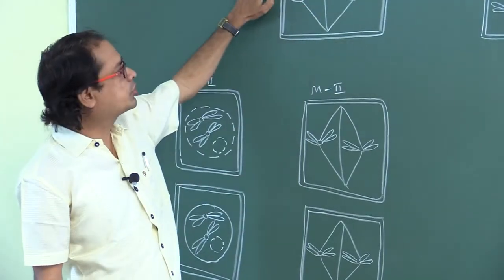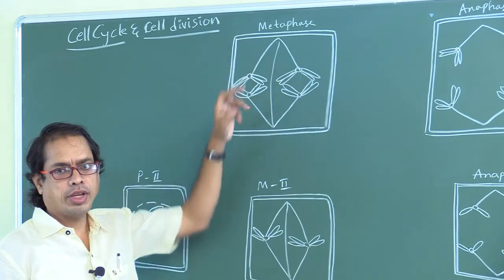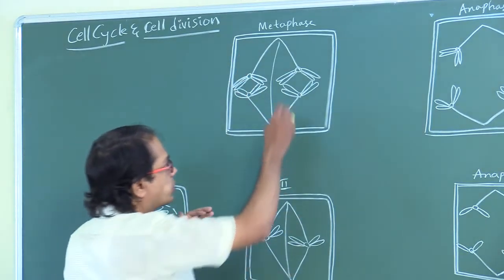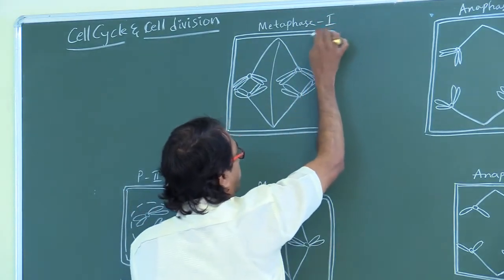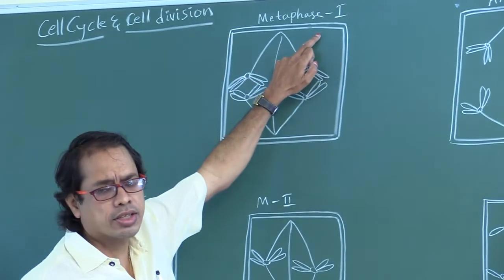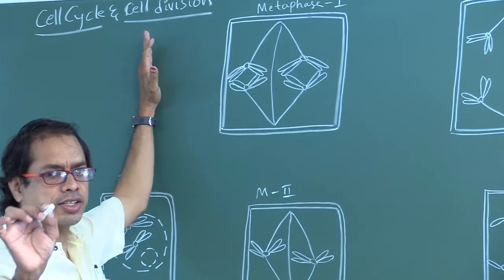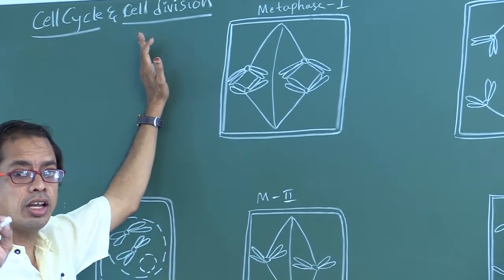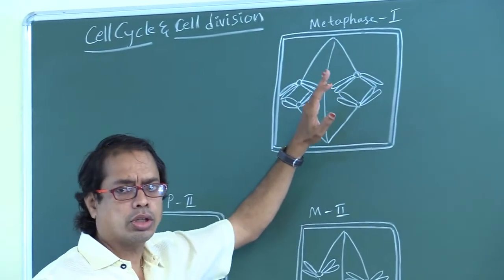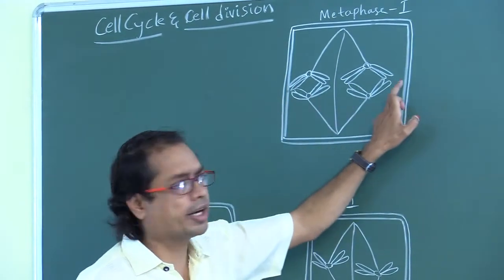Now look at here, my dear students. This is the metaphase. Which phase is a transition to metaphase 1? Before this, which stage occurs? Diakinesis. Diakinesis is called transition to metaphase 1. So those bivalents come at the equatorial plate. This is the equatorial plate.